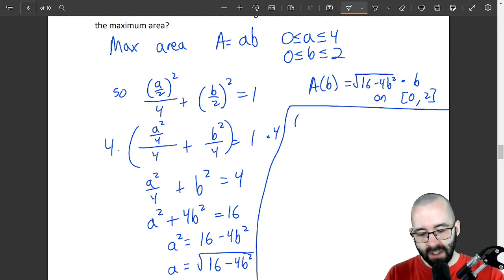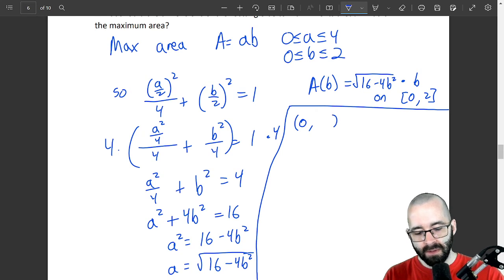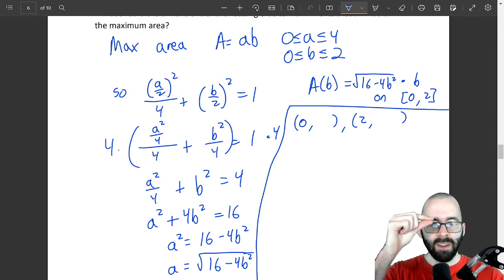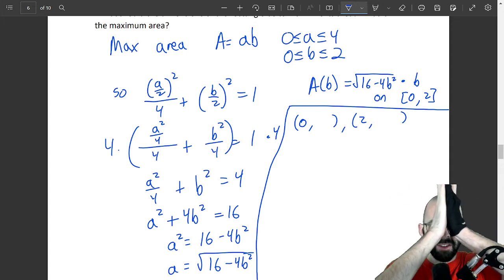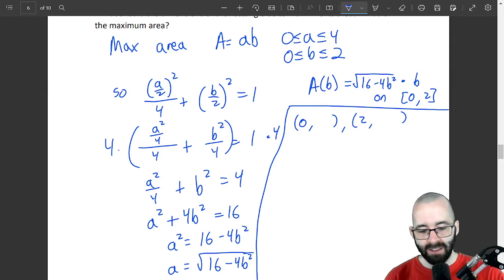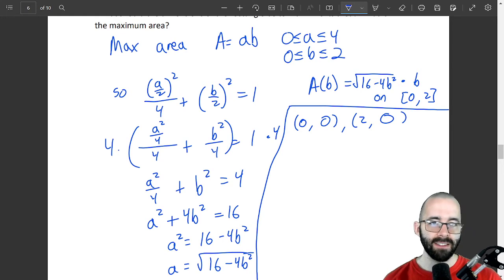So we have to consider what is the area on the endpoints. It's going to be 0, right? When the b is 0, it's going to be an infinitely thin rectangle. And when b is 2, it's going to be an infinitely thin rectangle this way. You could also plug in 0 and 2 and get that, yes, these are not very good candidates to maximize the area. We need a critical point.